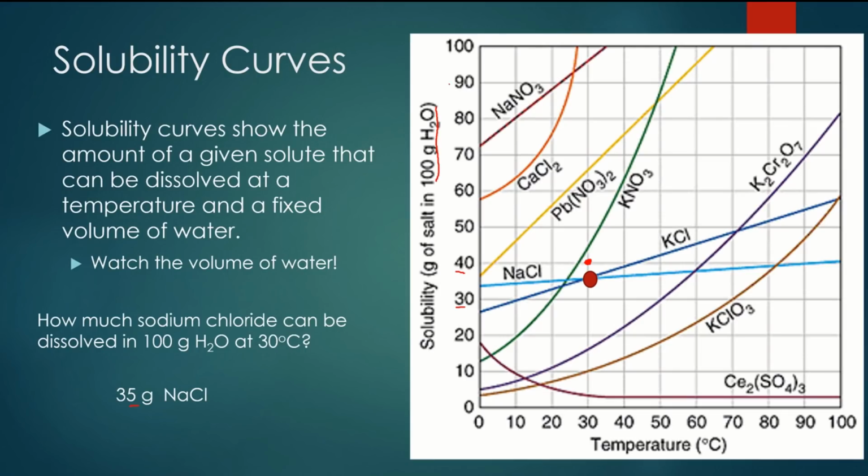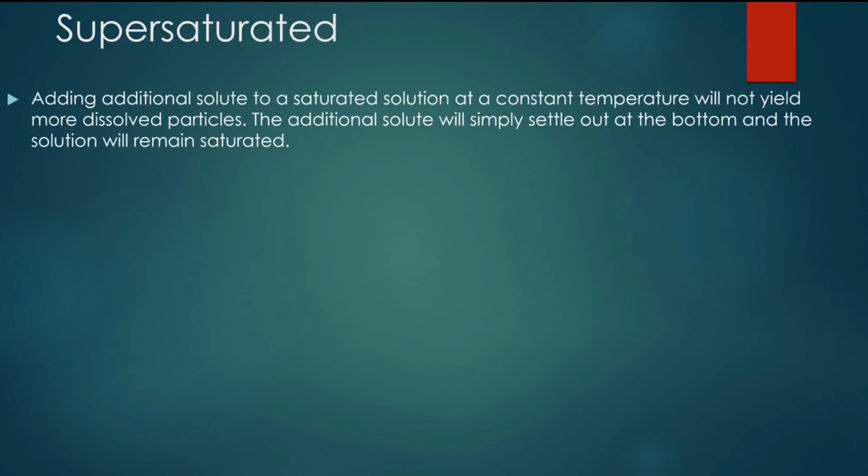So if I wanted to dissolve 40 grams of sodium chloride into 100 grams of water, I could bring my water temperature up to 100 degrees. Now it'll dissolve 40 grams. If I then allow that temperature to cool back down to 30, those extra 5 grams should still be dissolved in the liquid. And I would now have a supersaturated solution.